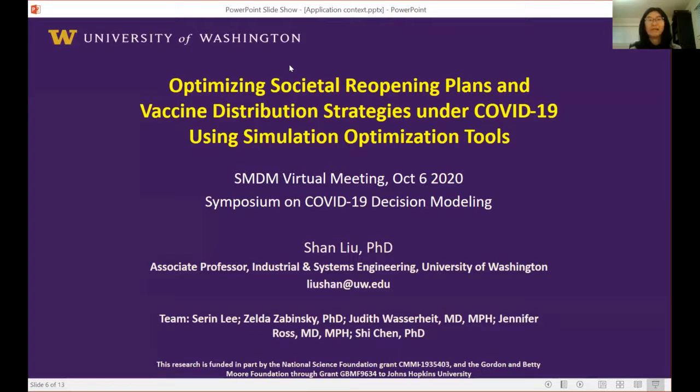I'm Sean Liu, an Associate Professor of Industrial and Systems Engineering at the University of Washington. I'm presenting our research on optimizing societal reopening plans and vaccine distribution strategies under COVID-19 using simulation optimization tools. Our UW team members include Saren Lee and Professor Zelda Zabinski from Engineering, Professor Judy Weiserheit and Jennifer Ross from Schools of Medicine and Global Health, and Professor Shi Chen from the Foster School of Business. Next slide, please.